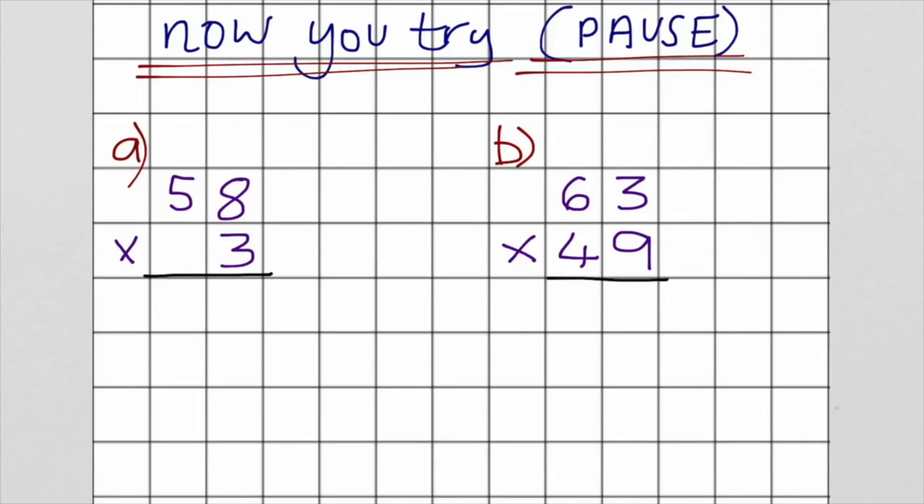Okay, use the same method for you to have a go at 2 questions yourselves now. Pause the video, and then in a moment I will go through the questions myself, and hopefully we get the same answer.